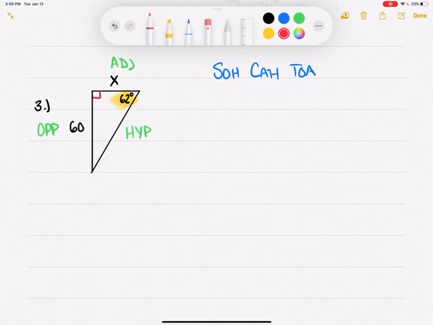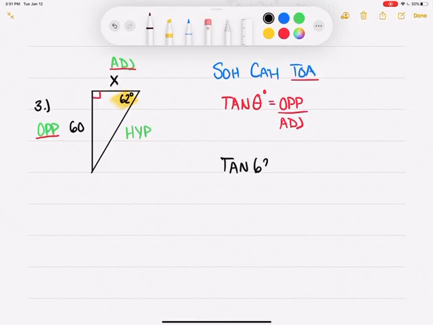I have information for an O and an A. Again, O and A is here. So the tangent of our angle is the opposite over the adjacent, which means the tangent of 62 degrees is equal to 60 over x.